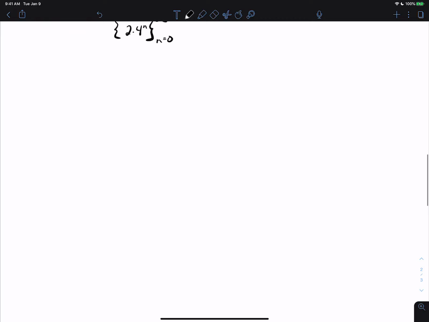Let's look at another example. So let's say I have 16, and then 8, and then 4, 2, 1, 1/2, 1/4, and so on. So here you're dividing by 2 each time or multiplying by 1/2. We're going to think of it as multiplying by 1/2. So I'm going to choose to start this with a0, a1, a2, a3, and so on.